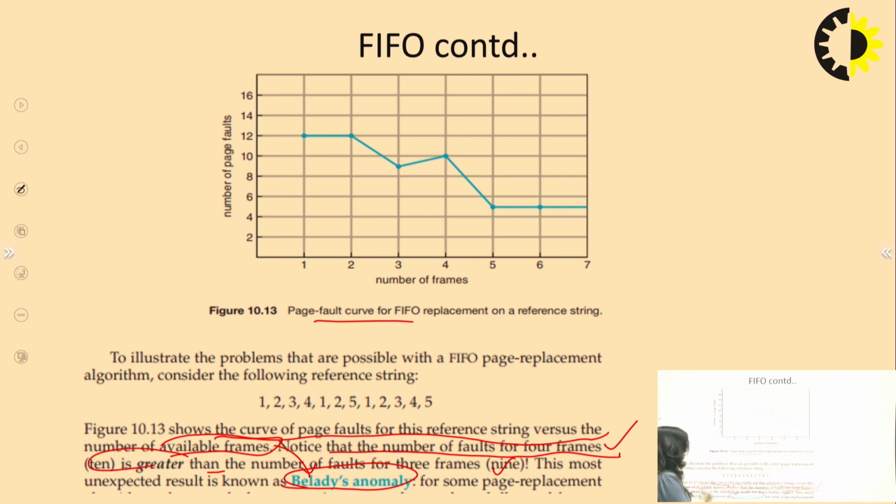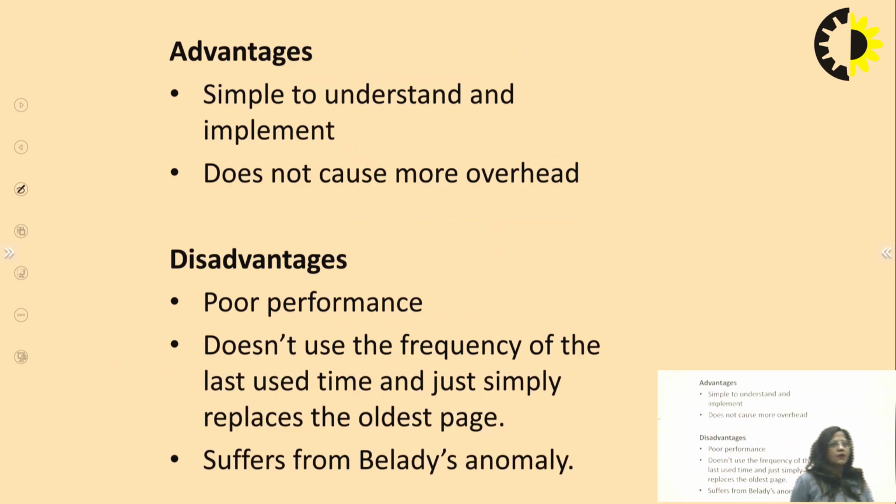So this theory is called the Belady anomaly. The advantages and disadvantages of this algorithm: first, it works on FIFO, a first in, first out simple queue. So the advantage of this algorithm is that it is simple to understand and implement, and does not cause overhead.